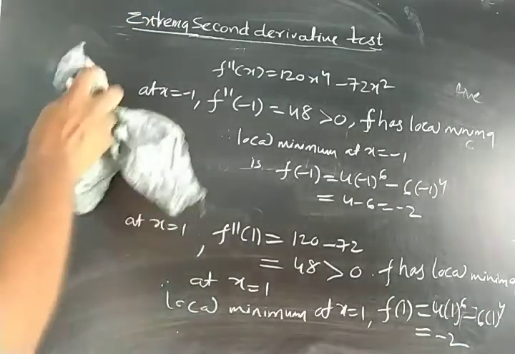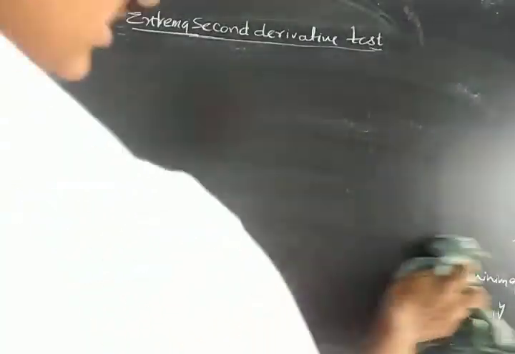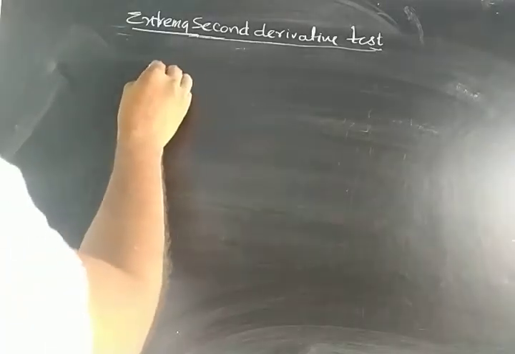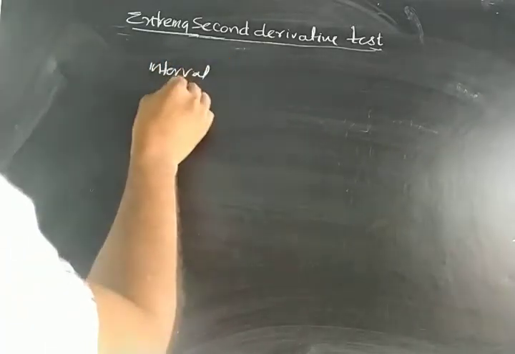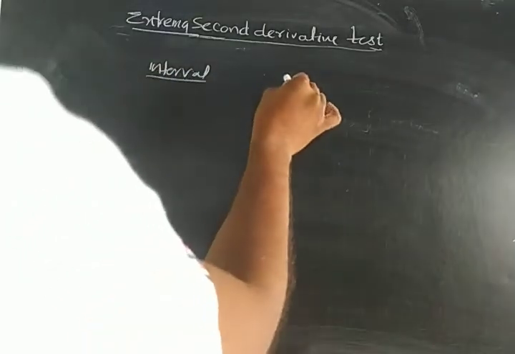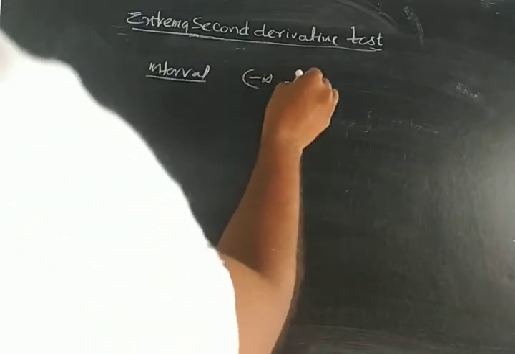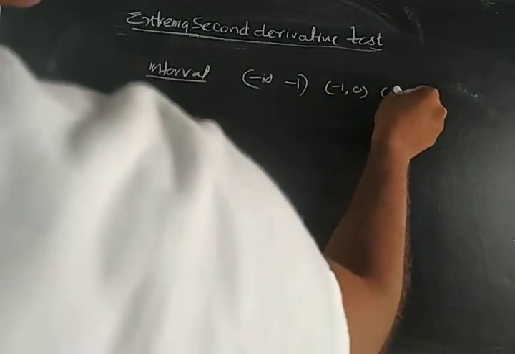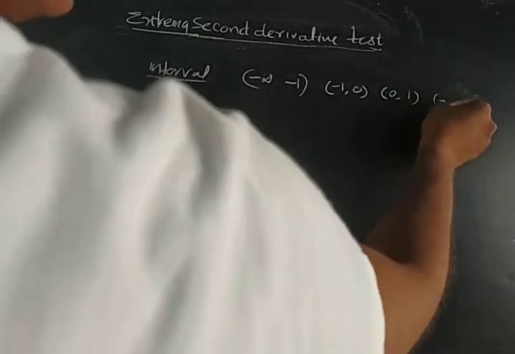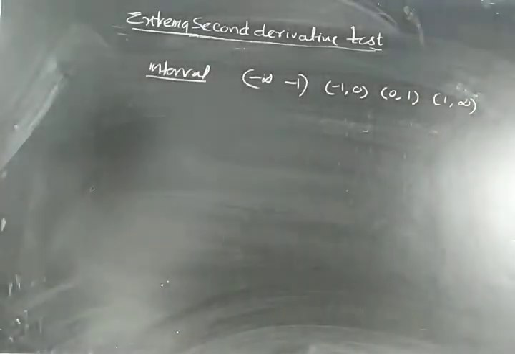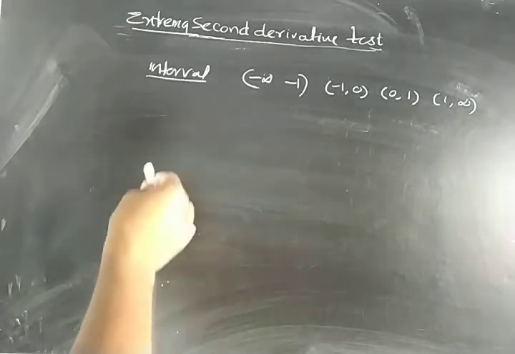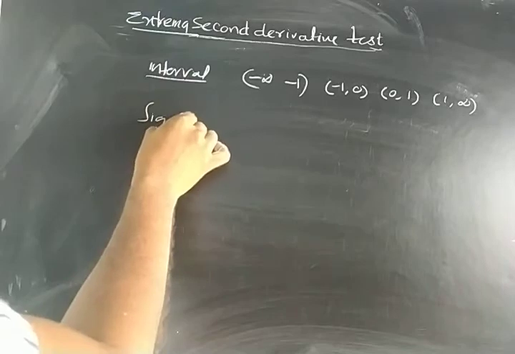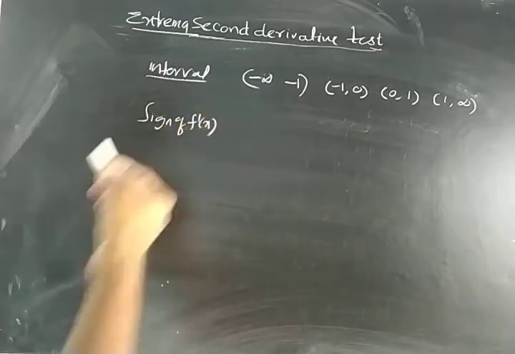Now at x equal to 0, I am checking the first derivative. Is it increasing or decreasing? So I will split the intervals at the critical points: minus infinity to -1, -1 to 0, 0 to 1, and 1 to infinity. Now we check the sign of f dash of x.